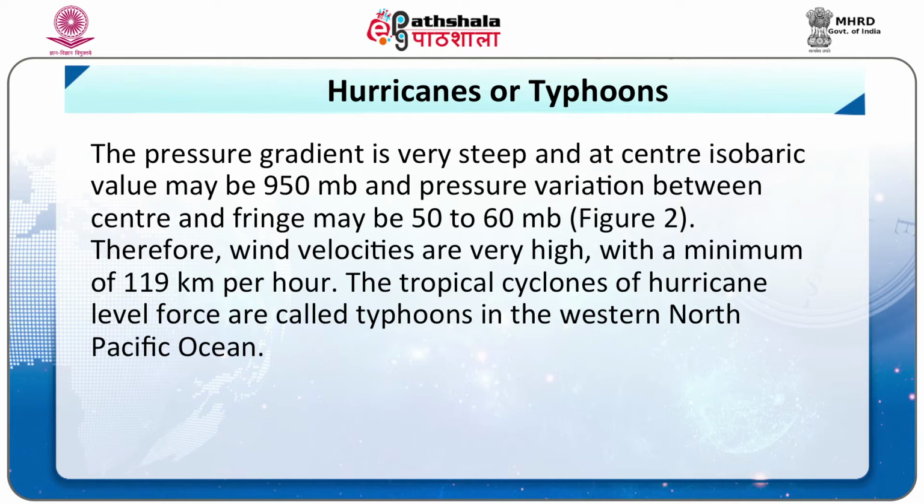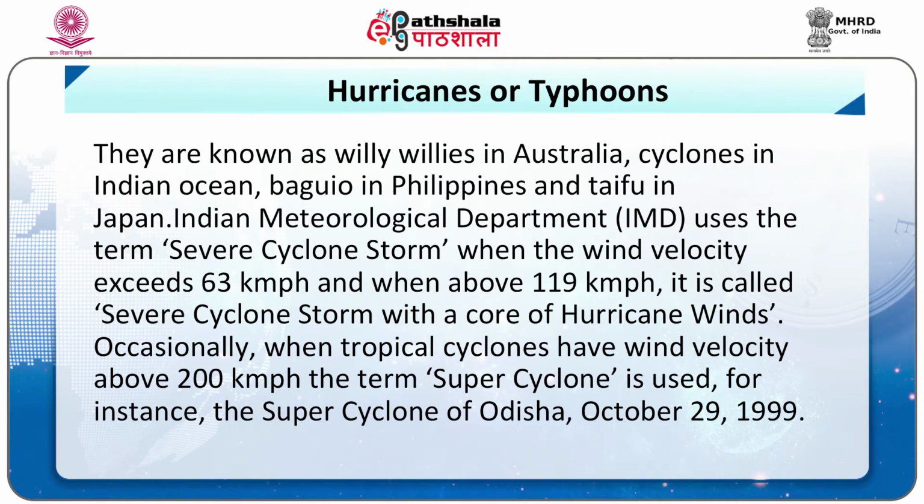The pressure gradient is very steep and center isobaric value may be 950 millibar, and pressure variation between center and fringe may be 50 to 60 millibar, as can be seen in figure second. Therefore, wind velocities are very high with a minimum of 119 km per hour. The tropical cyclones of hurricane level force are called typhoons in the western North Pacific Ocean. They are known as Willy Willy in Australia, cyclones in Indian Ocean, Bagyo in Philippines, and Taifu in Japan.